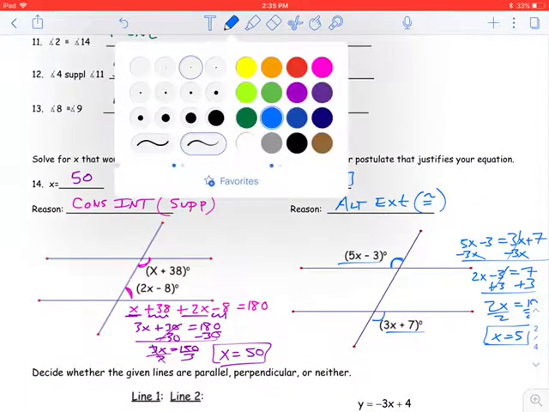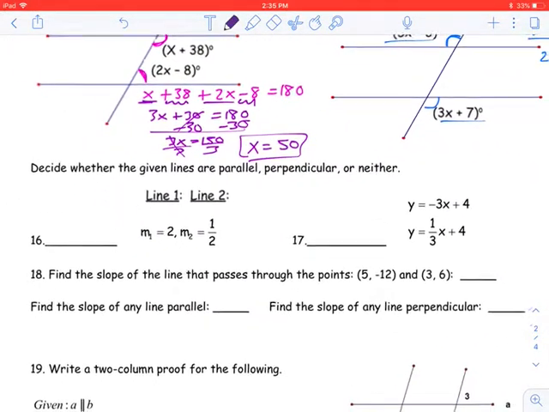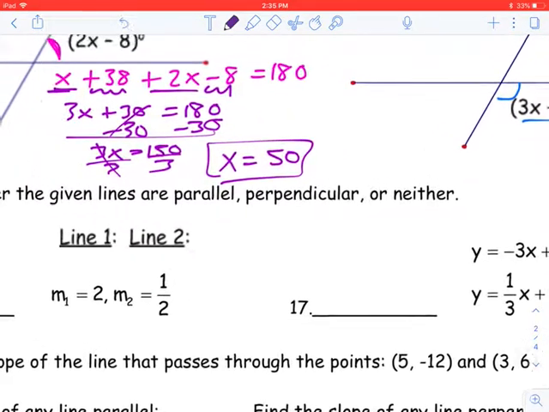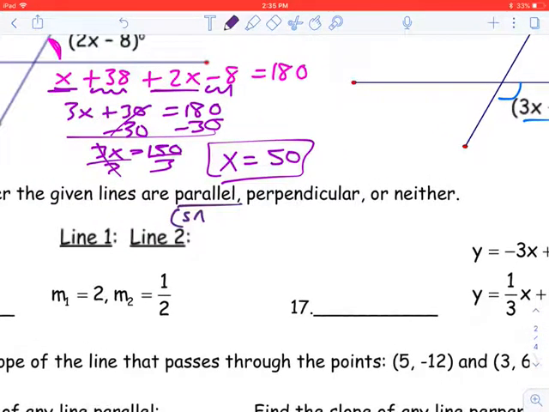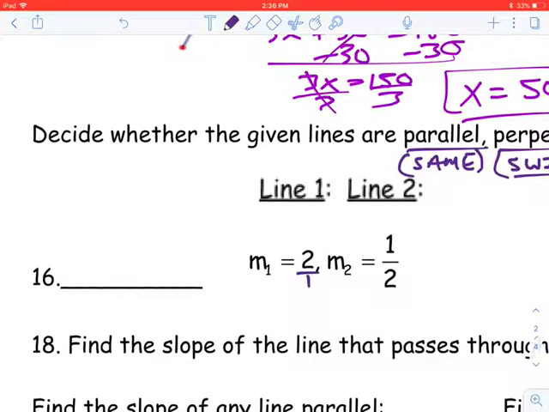Okay. So our last situation here is a proof. Actually, sorry, this is slope, and then our last one is proof. For slope, remember with parallel, perpendicular, and neither, parallel needs to be the exact same slope. Perpendicular, you need to be doing two things: switch the sign and flip the fraction. If it doesn't do both, it's not perpendicular. So in this case, this is 2 over 1 and 1 over 2. It does flip, but it does not change signs. So that would be neither.